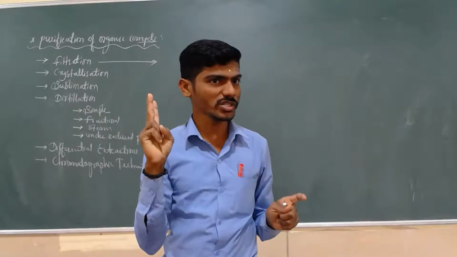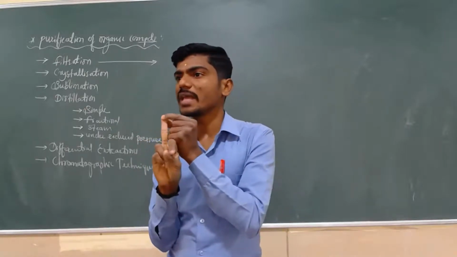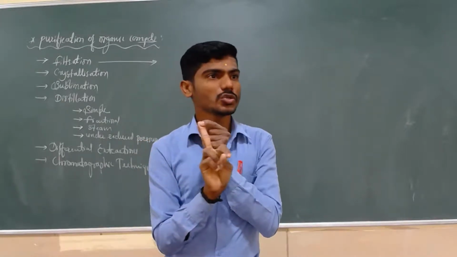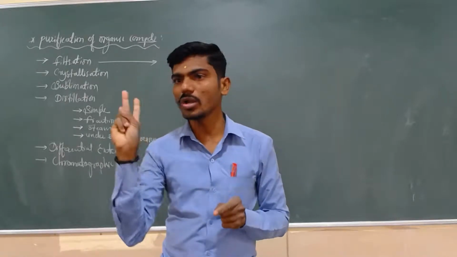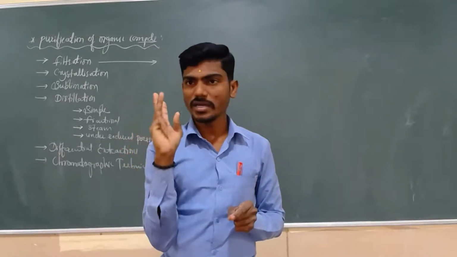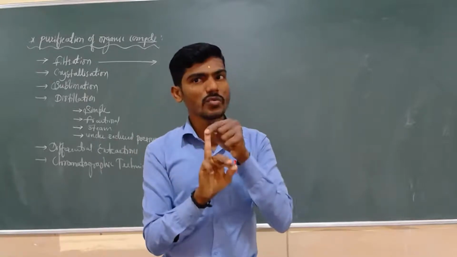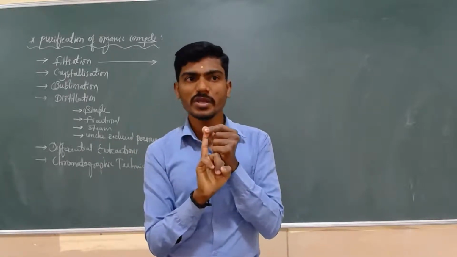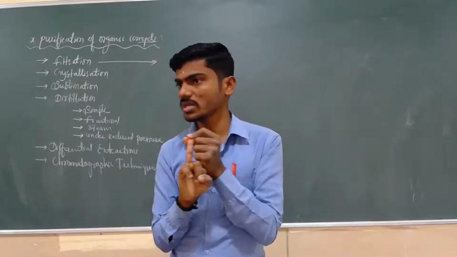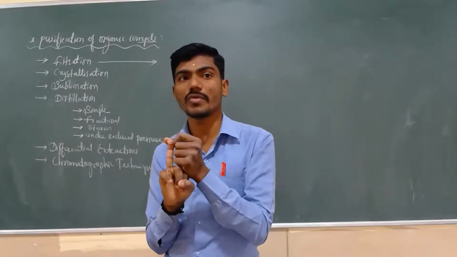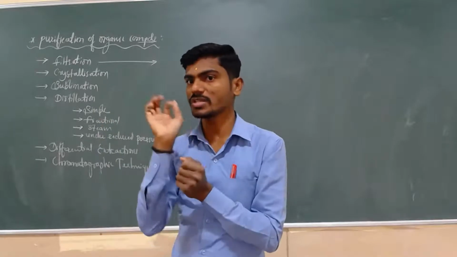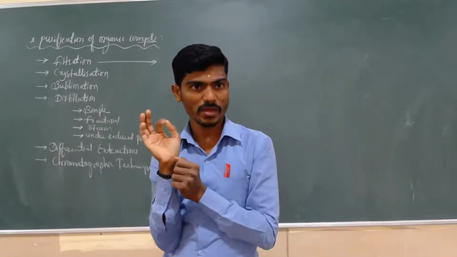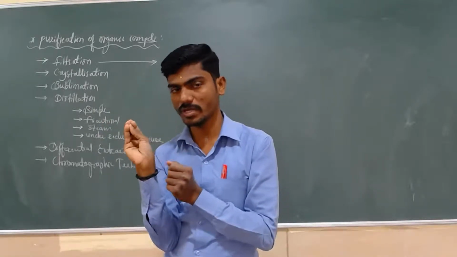Number two, the second condition, the solvent must be highly volatile. That means it should have a very low boiling point. It should be a highly volatile component. And number three, in that solvent, the solubility of the components must vary. It must be different. So these are the necessary conditions for a solvent used in crystallization. So the choice of solvent is the first important condition for this method.